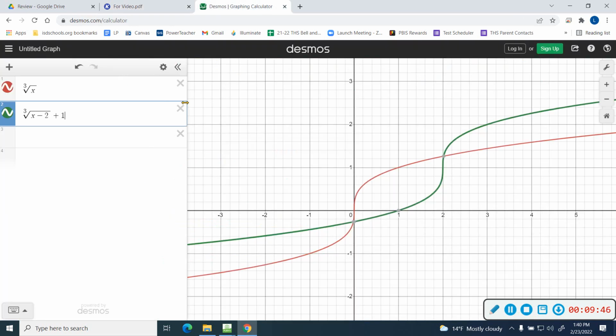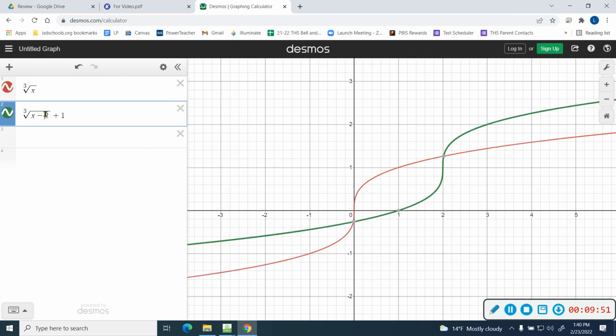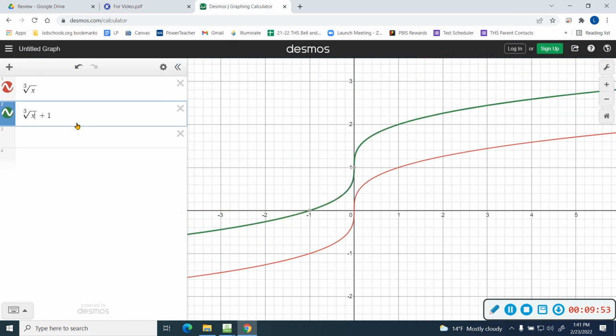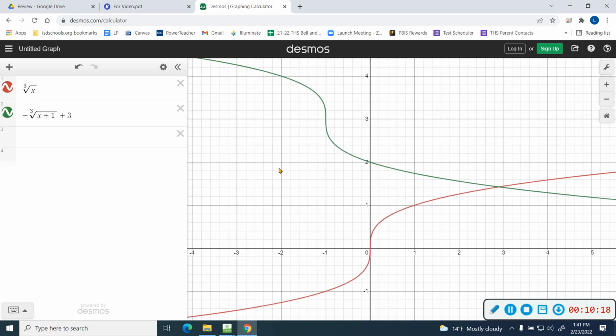And you can go type that. So here's my parent, and what happened was I do x plus 1, x plus 3, so that should say plus 1, and that should say plus 3. And notice, right now it's been moved left 1, up 3, but then we're also going to flip it over. And it's just going to take that green and it's going to flip over the x-axis. Well, I should say not over the x-axis, but reflected vertically, or I guess that'd be horizontally. So yeah, it was reflected as well.